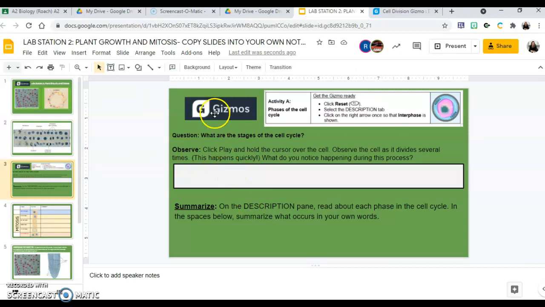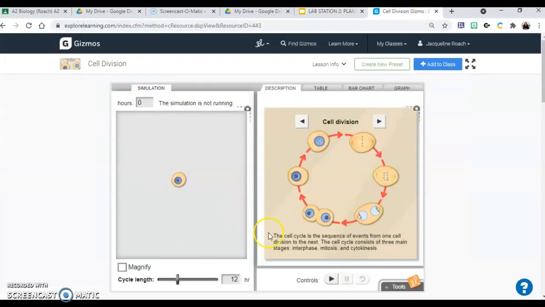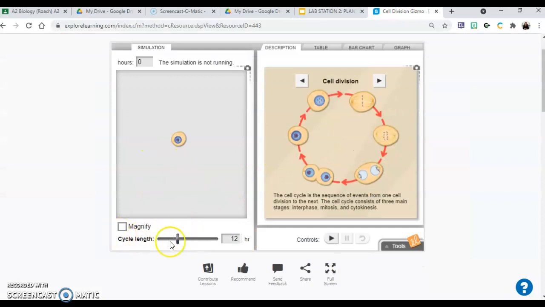First thing you're going to do is open the gizmo, and you're going to apply. It doesn't matter. The longer you set your cell cycle length, the longer the simulation is going to take. You don't want it super fast or slow. You can put magnify on and press play, and you're just observing.